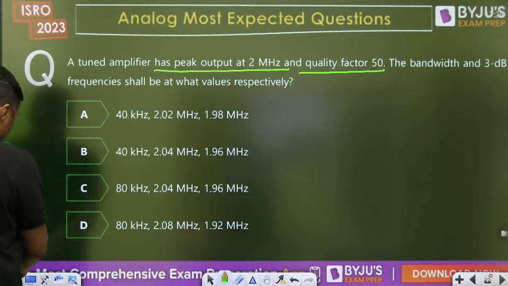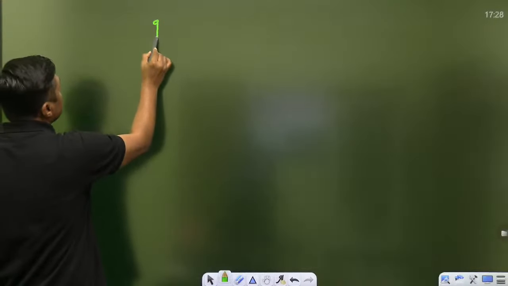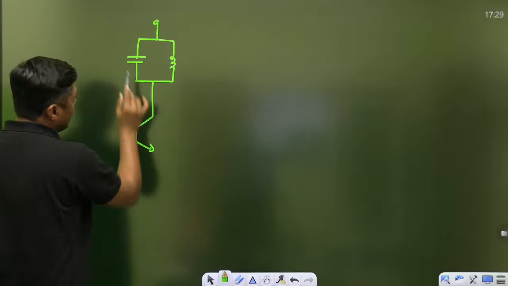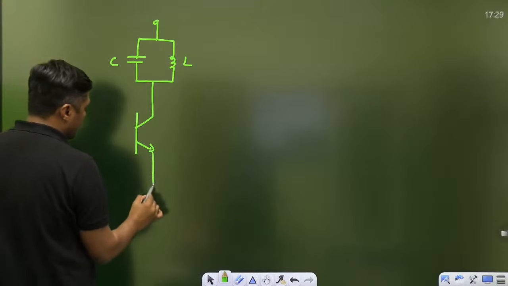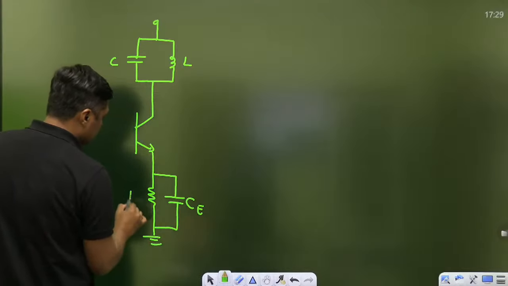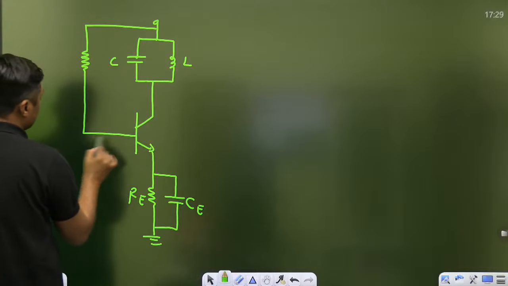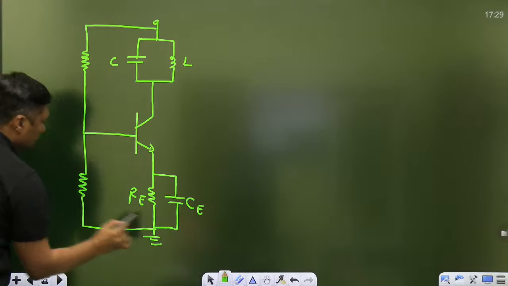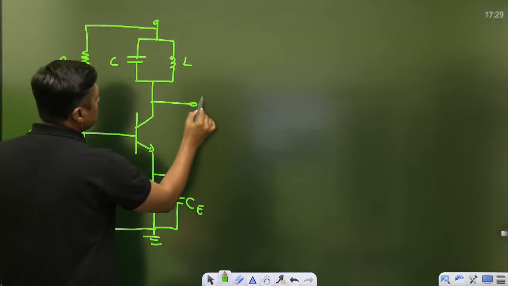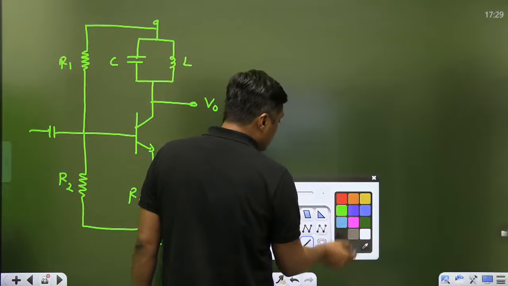Now, new students, remember that this is the tuned amplifier. We are using a capacitor and inductor in place of the resistor, and that is called a tank circuit. This is R1, this is R2, this is V0. This is called a tuned amplifier, and the frequency response for that is this.